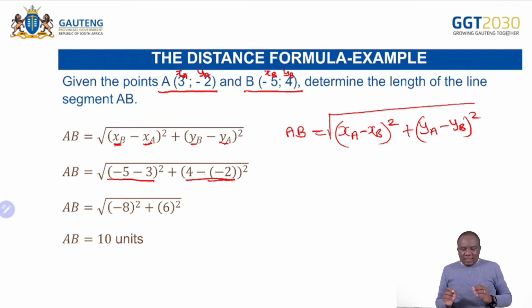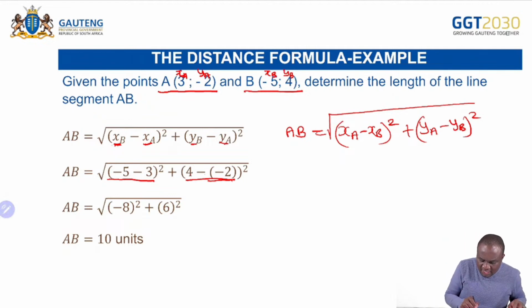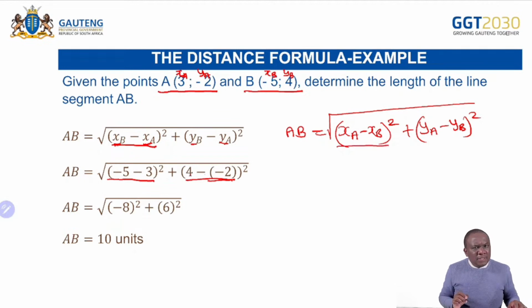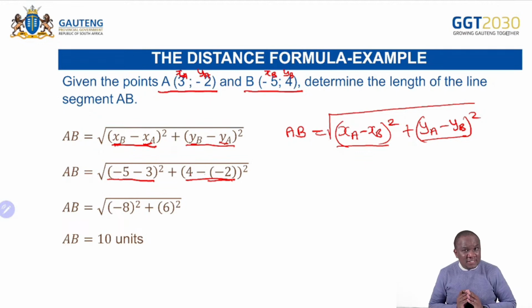Right, good. Now here I want to show you that the order in which you put your coordinates does not matter. If you check here, we said xb minus xa, but here I've said xa minus xb. Are we going to get different answers? And then here I'm saying ya minus yb instead of yb minus ya. Are we going to get different answers? We will get same answers, okay? Just maintain the order. If it's xa minus xb, then it must be ya minus yb.